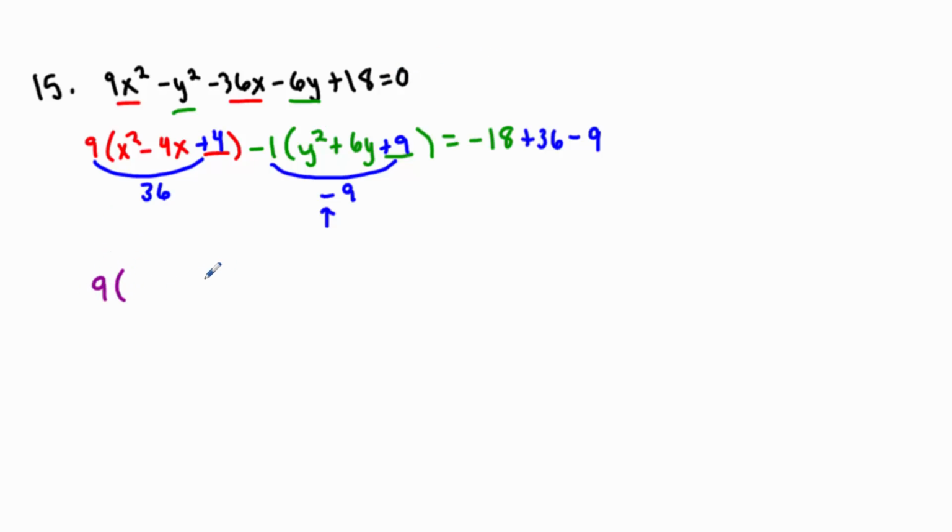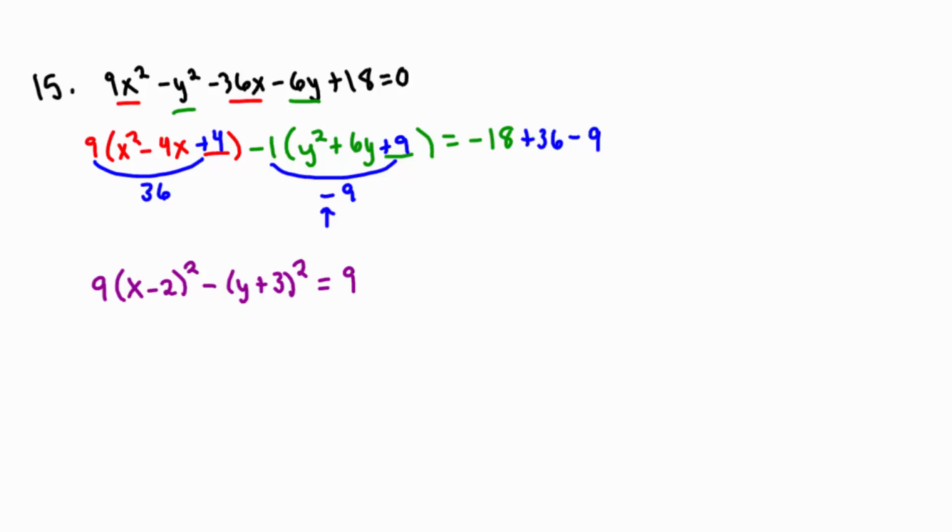So let's factor inside our parentheses. That'd be x minus 2 squared. This would be y plus 3 squared. -18 plus 36 is 18. 18 minus 9 is 9.